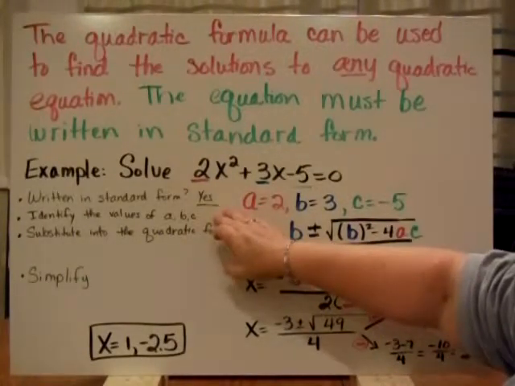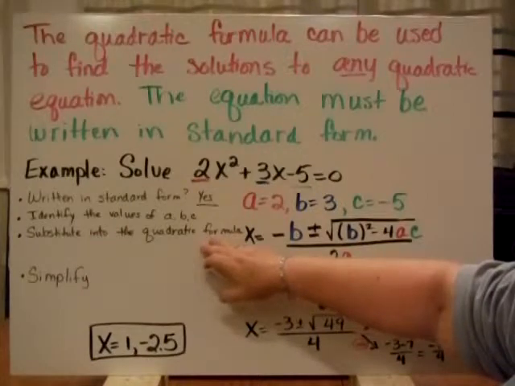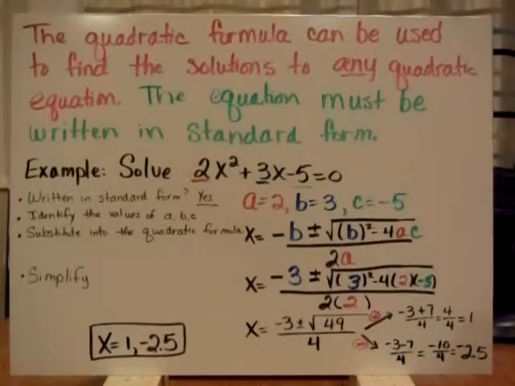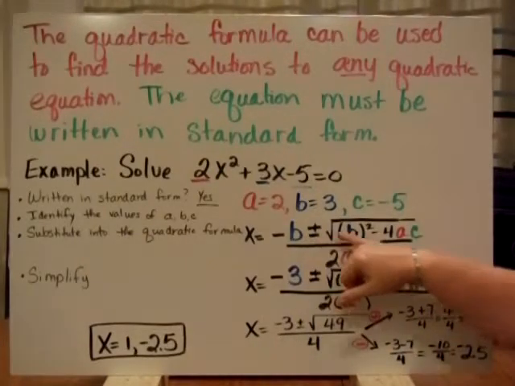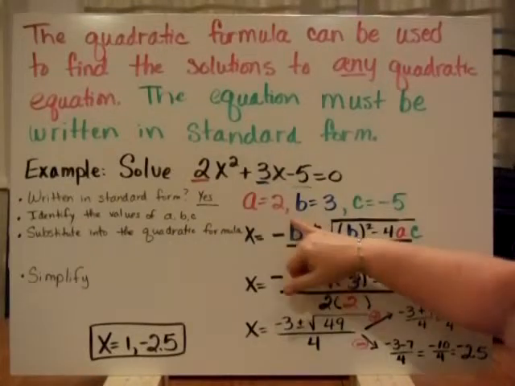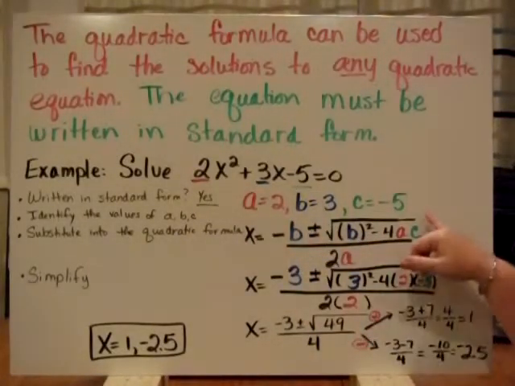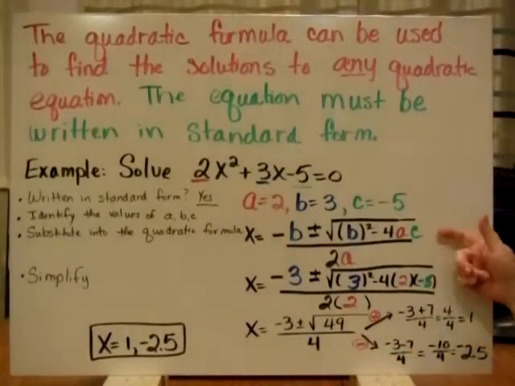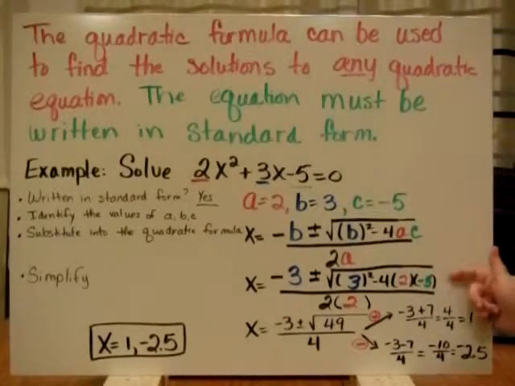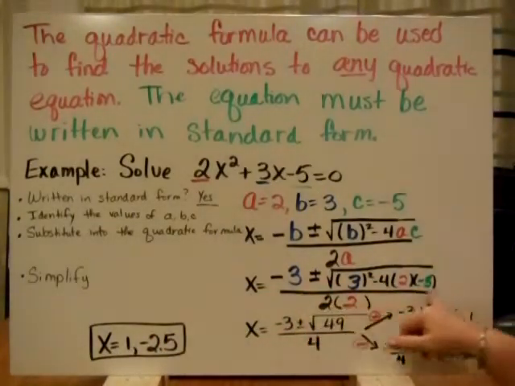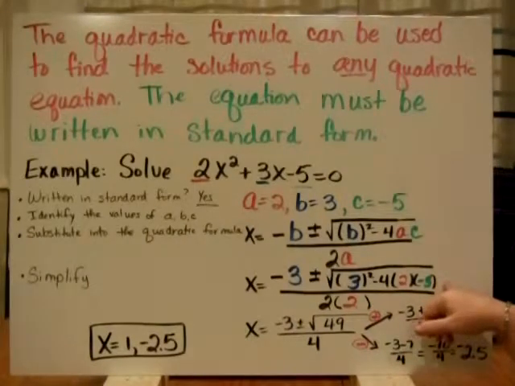Okay, after we've identified the values for those, we want to substitute those into the quadratic formula. So I rewrote the quadratic formula. And now wherever we see a b, we're going to put 3. Wherever we see a, we're going to put the number 2. And wherever we see a c, we'll put negative 5. So here's the quadratic formula. Here are our values substituted in. And then the last step is to simplify this substituted quadratic formula.